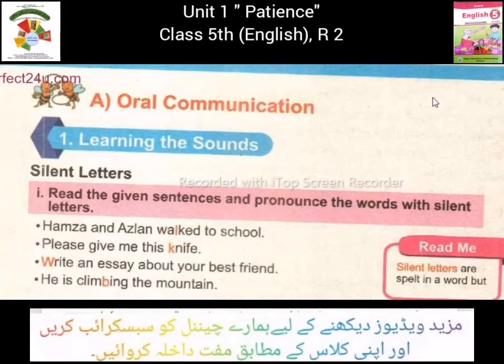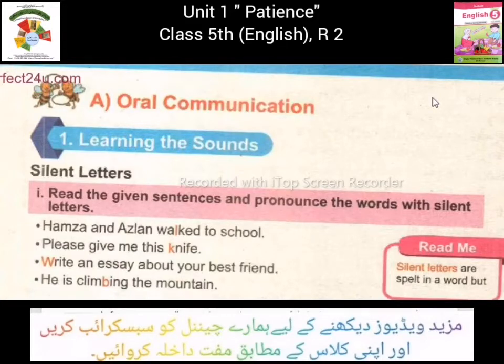Okay, so the next word is ghost. The spelling of ghost is GHOST. In this word, the letter H is a silent letter. We will not pronounce the letter H in this word. We will not pronounce this word with an H sound. So the letter H is silent in this word.